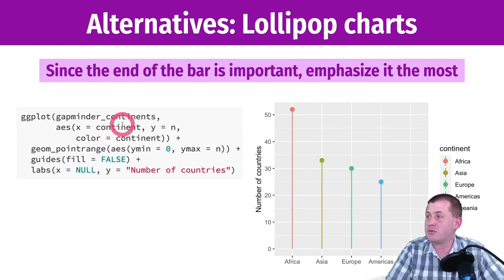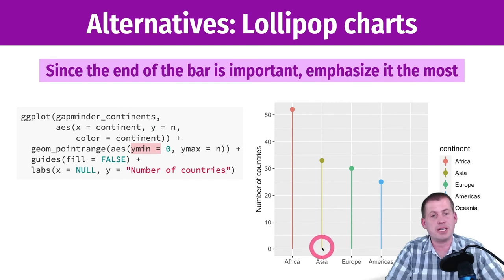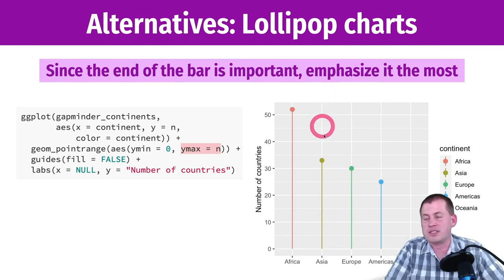The way you do this with ggplot is you use geom_point_range. So technically what geom_point_range does is it has three different aesthetics that you feed it. You feed it y, which is what the dot is. You feed it y_min, which is where the bottom part of the line ends. And you feed it y_max, which is where the top part of the line ends. You typically do this if you're showing something like confidence intervals around a point. So you'll have a point and then it goes down to this point and goes up to that point.